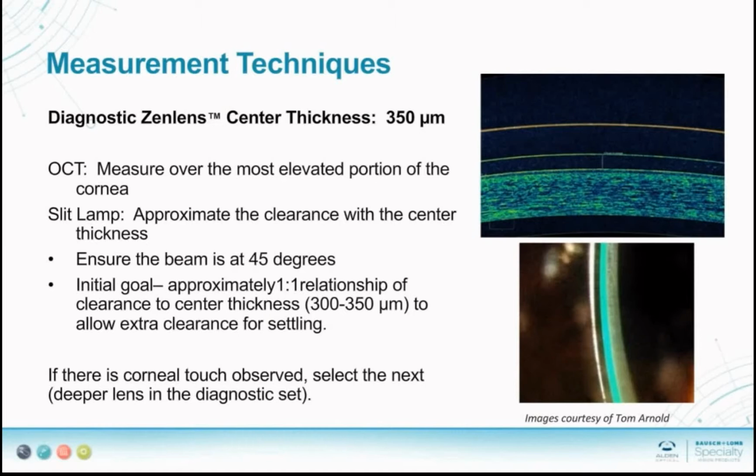Make sure the beam is 45 degrees. Otherwise, the clearance estimation may be over or underestimated. If, however, there is corneal contact, select a deeper lens in the fitting set.